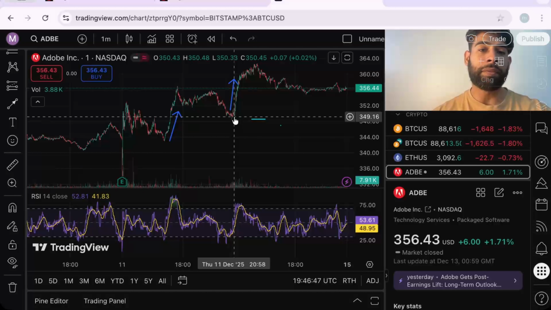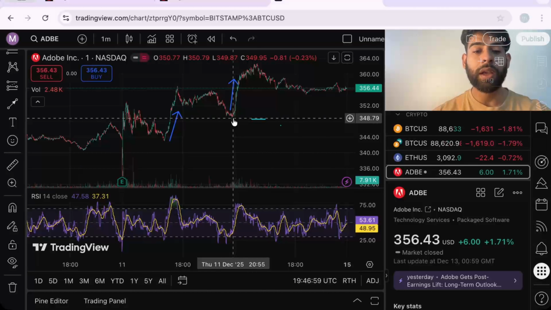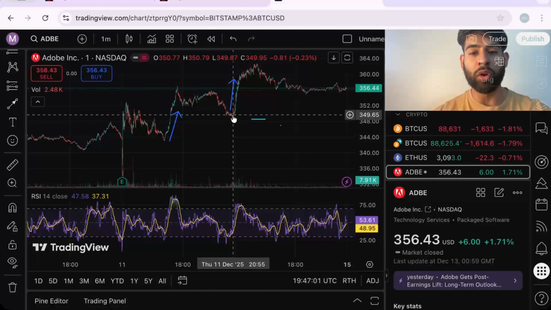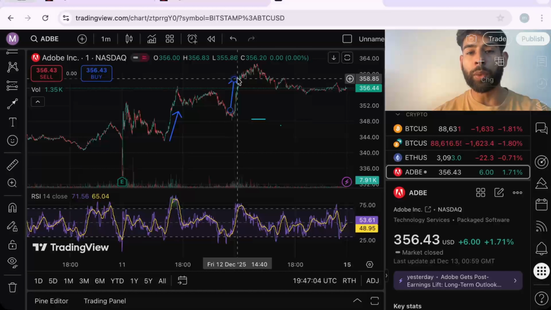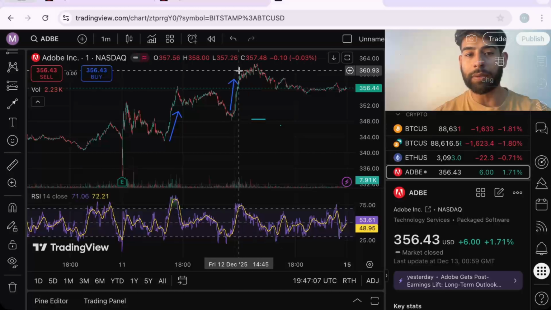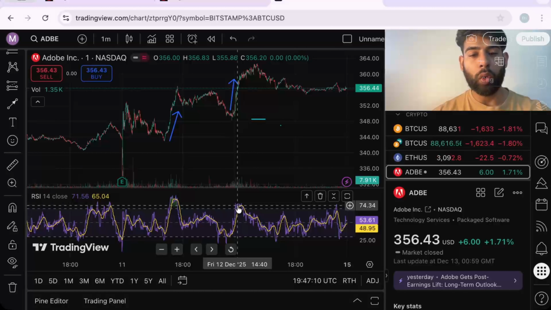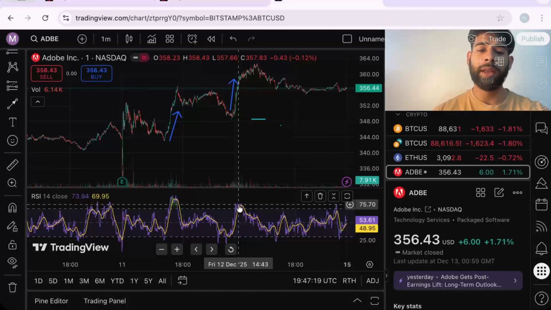I believe if the Nasdaq was in the green and the broader indexes, this probably would have jumped a lot higher. However, what I'm trying to show you is, for this jump to go from 349 all the way up to 358, 359, the second swing, we only needed a relative strength index of around 75. So you can see in the background that the amount of strength needed to push the stock upwards this time was a lot lower. So that was my other reasoning behind it.